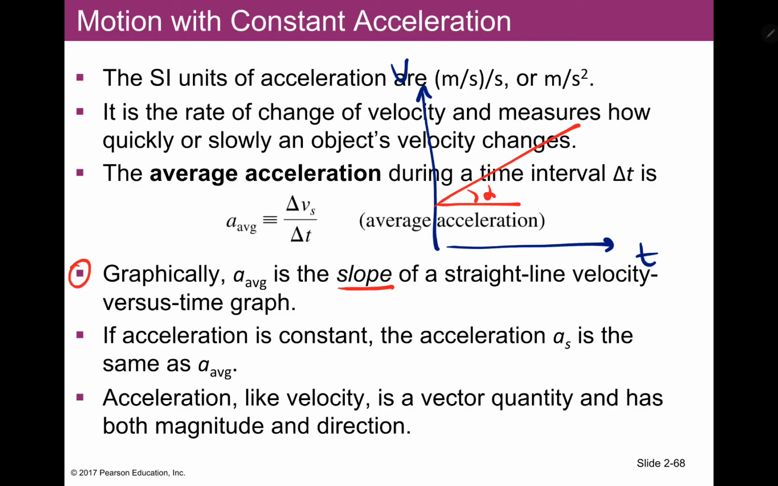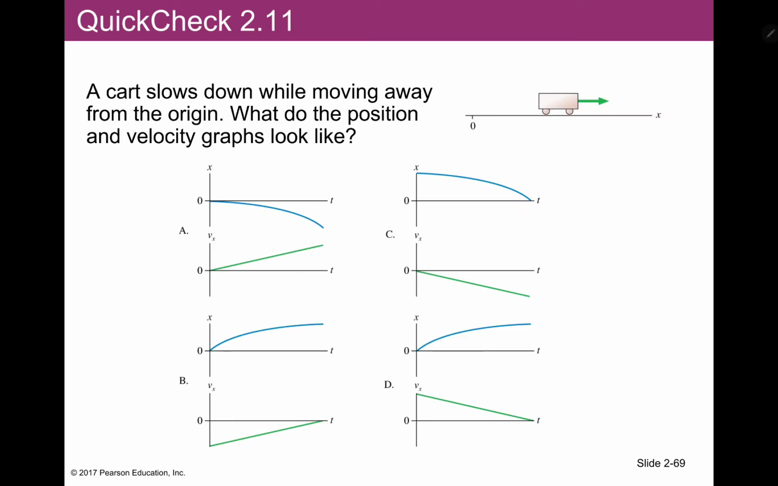Acceleration, like velocity, has a direction, so it's a vector quantity. Quick question. A car, let's say, slows down. Slowing down means velocity is decreasing while moving away from the origin. Origin here is zero. It's moving to the right side, but it's slowing down. What do the position and the velocity graphs look like?